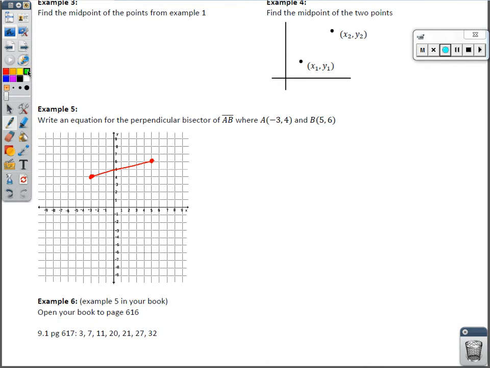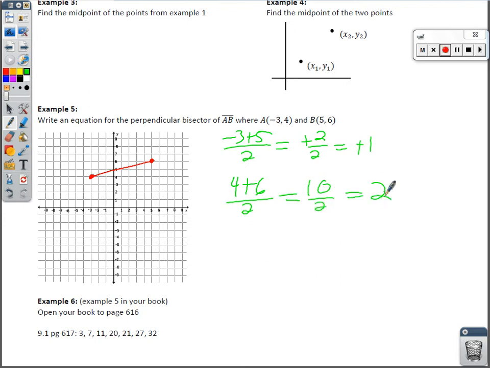So, like I said, bisector means to cut exactly in half, so we need to find the midpoint. And we can do that by averaging the x and y coordinates. So we get -1 plus 1 for the x coordinate. And then for the y coordinate, add 4 and 6, divide by 2, we get 10 over 2, which is 5. So we get a coordinate of 1, 5.